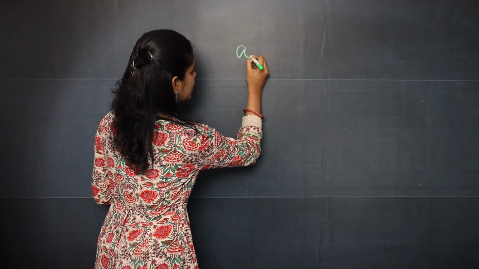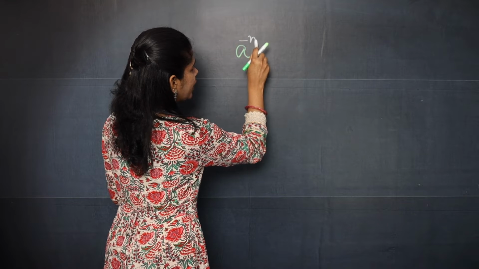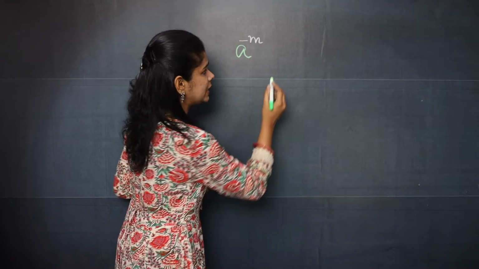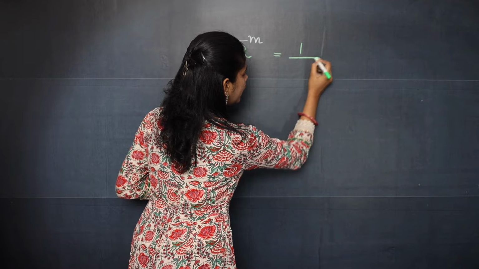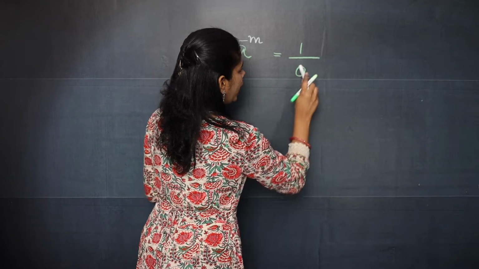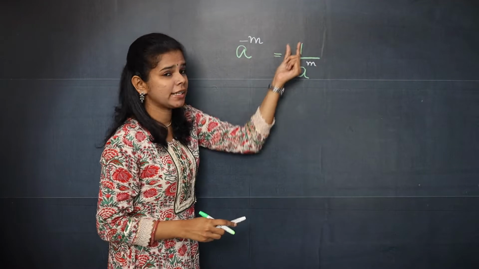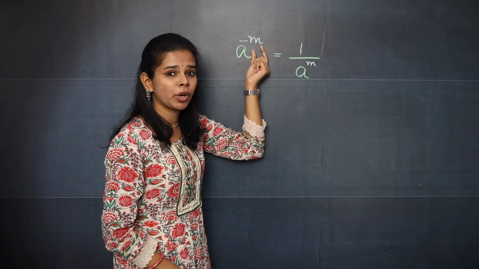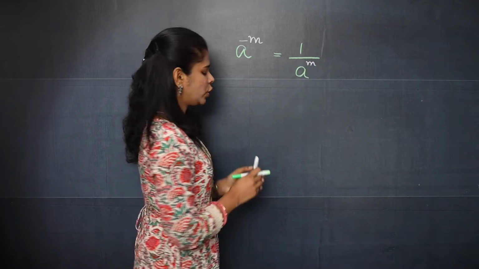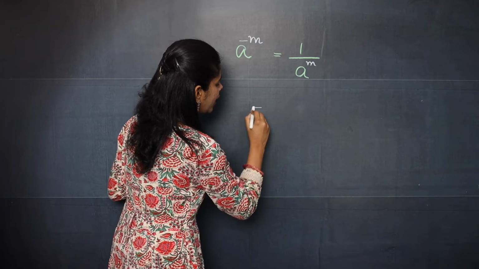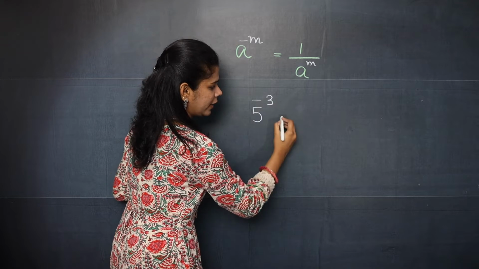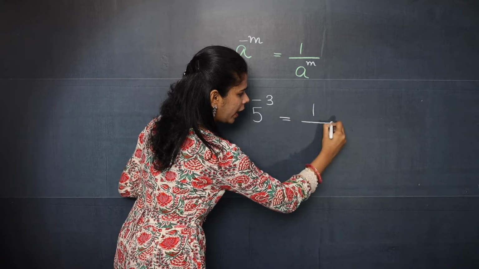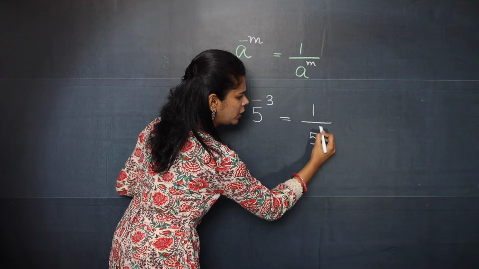What happens when the exponent is negative? That is, when a is raised to a negative exponent, you will express it as 1 by a raised to m. So you will take the reciprocal. So 1 by a raised to this negative exponent will become positive. So let us see some examples. 5 raised to negative 3 can be written as 1 by 5 raised to 3.